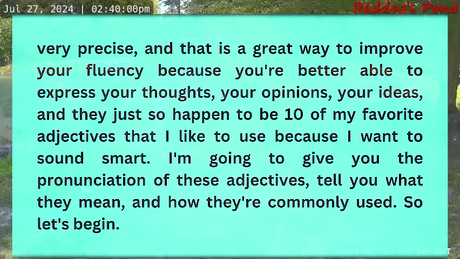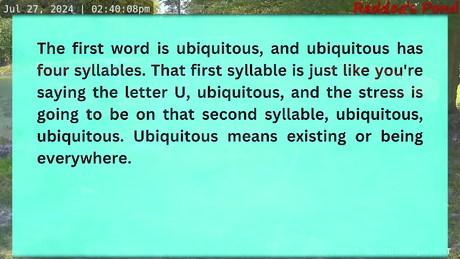I'm going to give you the pronunciation of these adjectives, tell you what they mean, and how they're commonly used. So let's begin. The first word is ubiquitous, and ubiquitous has 4 syllables. That first syllable is just like you're saying the letter U, ubiquitous, and the stress is going to be on that second syllable, ubiquitous, ubiquitous.